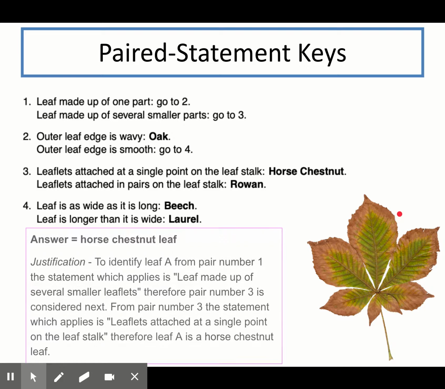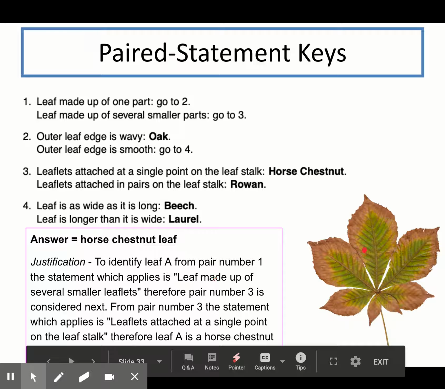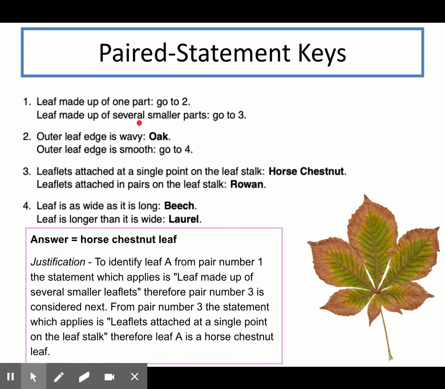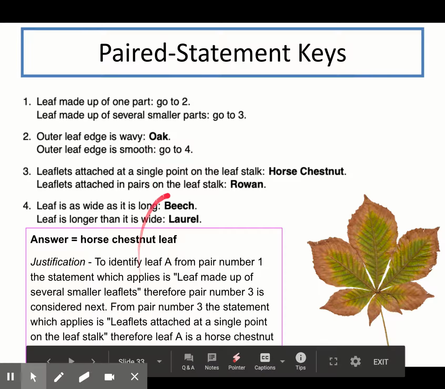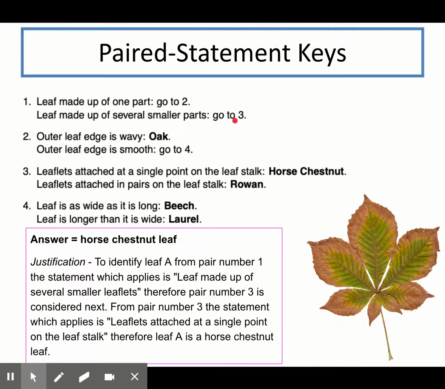Okay. So this is a horse chestnut leaf. So to identify this one from pair number 1, the statement which applies is the leaf made up of several smaller leaflets. Therefore, we have to then go to number 3. So it says go to 3. So then I go to number 3, I can skip number 2 because it's told me to do that. And then for pair number 3, the statement which applies is leaflets attached at a single point on the leaf stalk. So therefore, my answer is horse chestnut.